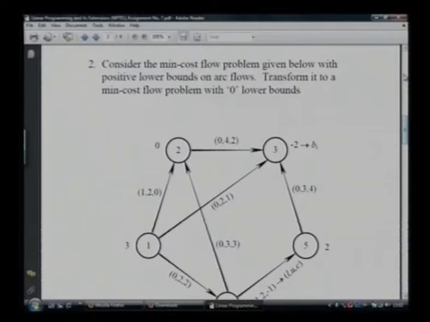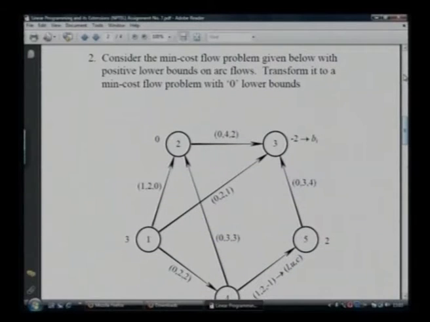Okay, then go to the second problem. Now what am I asking you to do here? This is the min cost flow problem given below with positive lower bounds. I had mentioned to you how to take care of lower bounds, because we were all the time taking lower bounds to be zeros. But now here you see, for example, from 1 to 2, there is a lower bound of 1 unit. That means you must, in any feasible flow, send 1 unit of flow from 1 to 2.